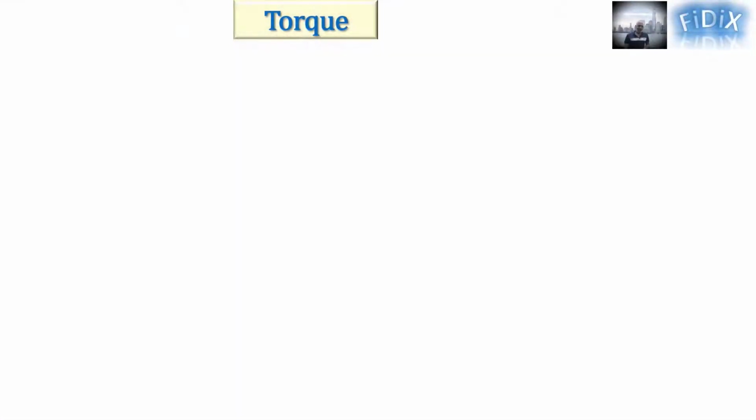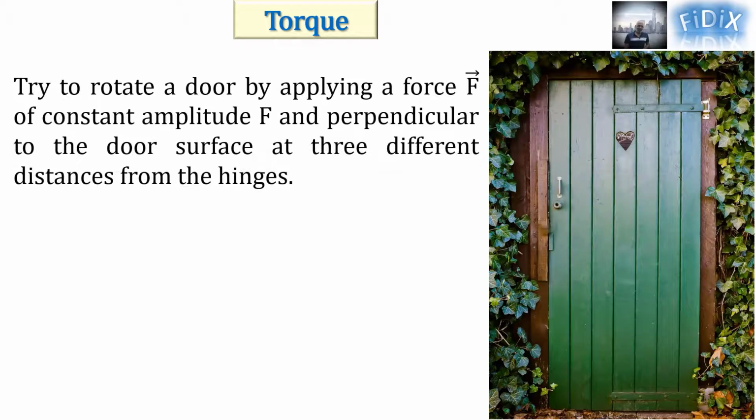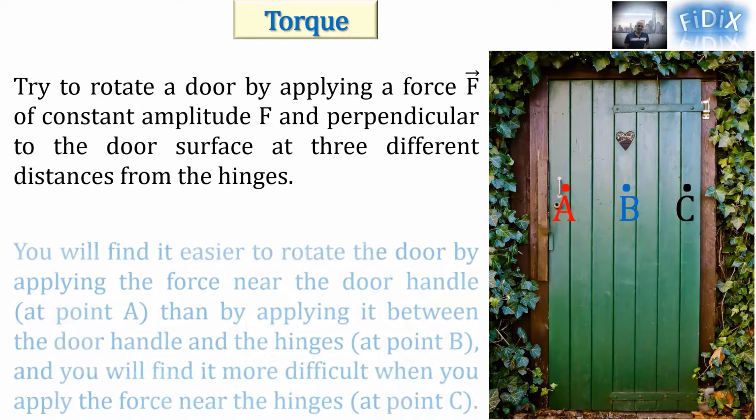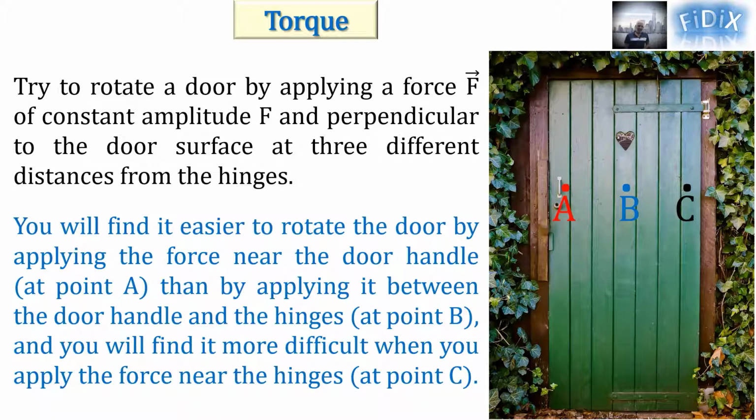In this video, we will talk about torque. Try to rotate a door by applying a force of constant amplitude and perpendicular to the door surface at 3 different distances from the hinges. You will find it easier to rotate the door by applying the force near the door handle at point A than by applying it between the door handle and the hinges at point B, and you will find it more difficult when you apply the force near the hinges at point C.